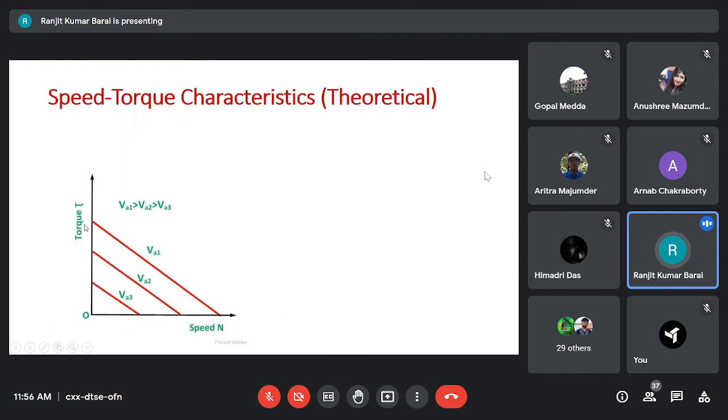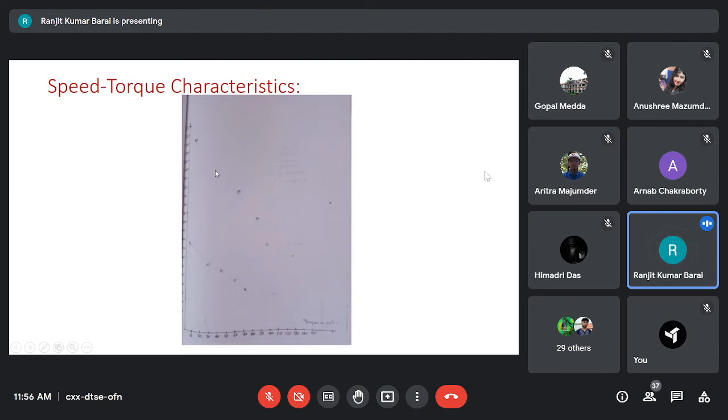Ideally, the theoretical speed torque characteristics of a DC servo motor should look like this: very linear, as well as parallel. These are the armature voltages. But actually, we got this type of characteristics for 1 volt and 2 volt. Although their individual characteristics are linear, they are not exactly parallel. Some deviation occurs, and that may be due to non-linearities present in the system.